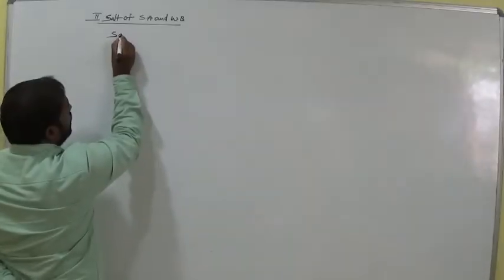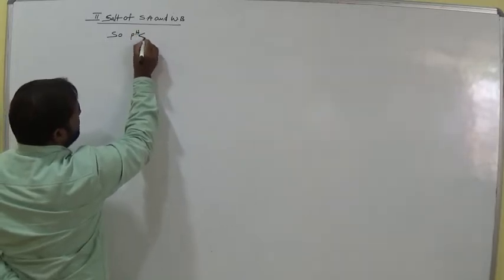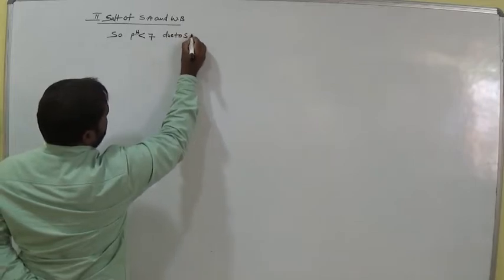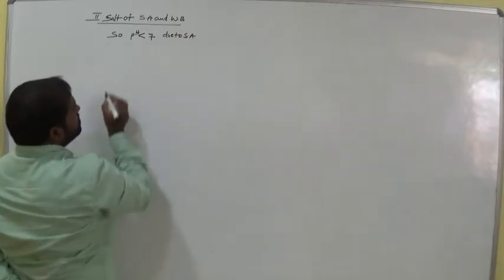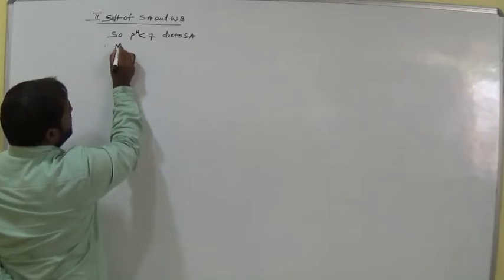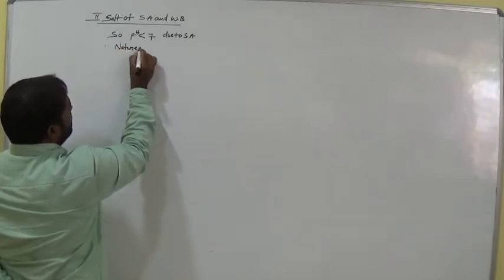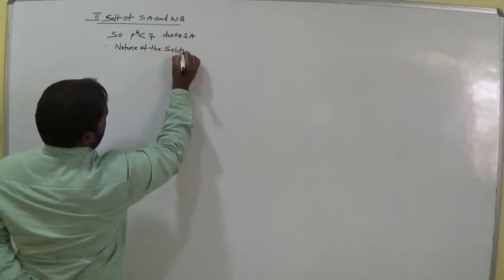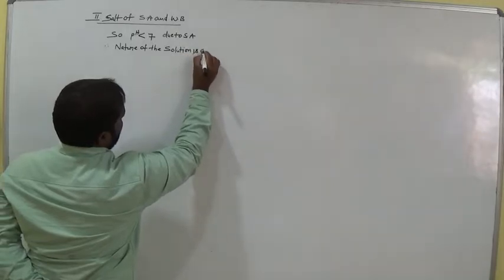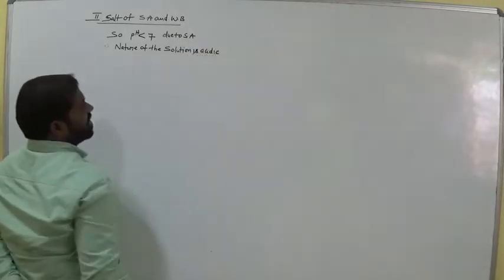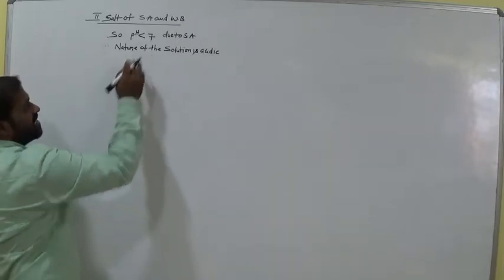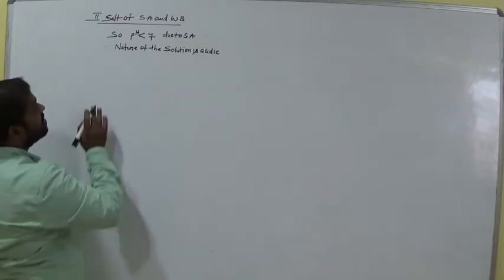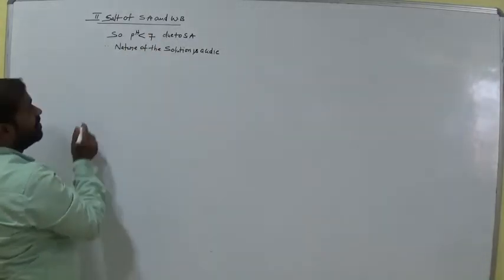So pH value is less than 7 due to strong acid. So nature of the solution is acidic. Am I right? Nature of the solution is acidic. So pH is less than 7 clearly. So now the formula for pH of salt of strong acid and weak base.